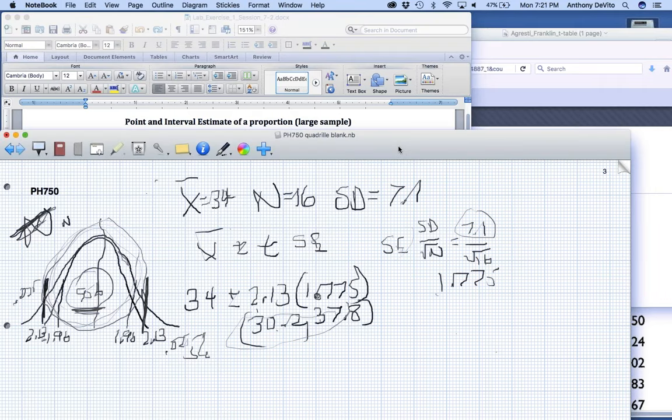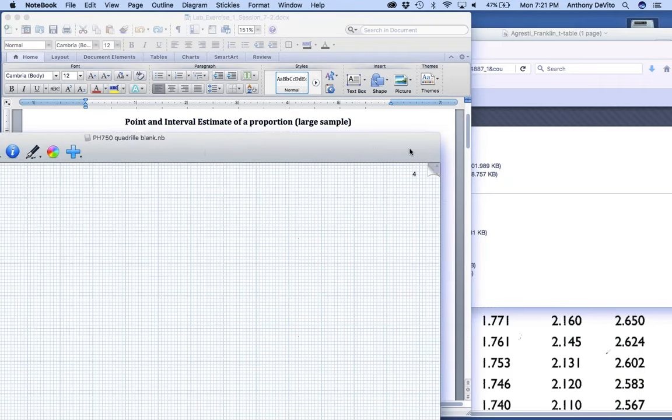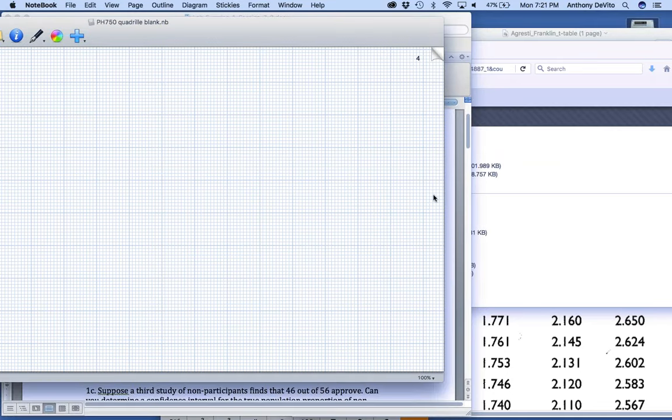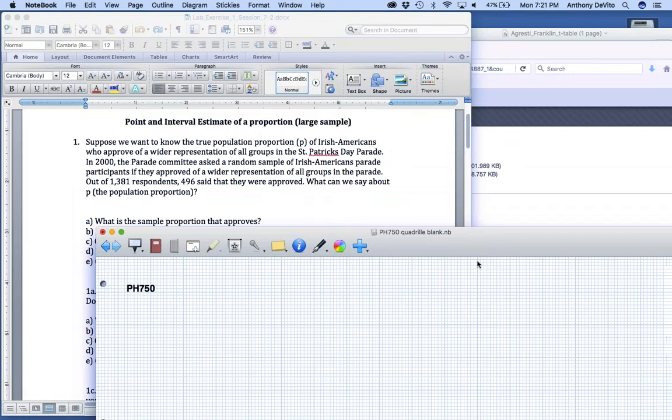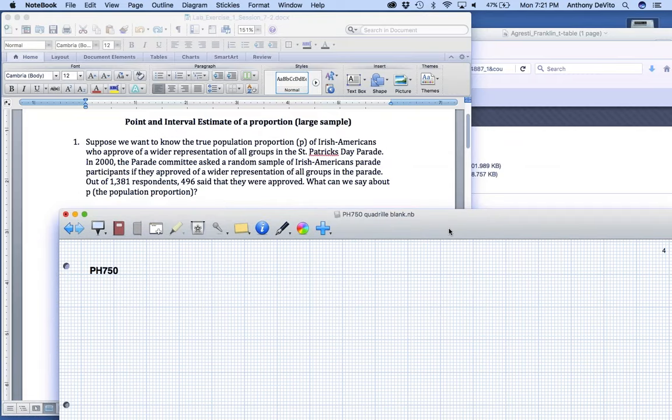Okay, so let me get a fresh piece of imaginary paper here. Okay, so let me work on this. What do we got here? We had a sample size of 1,381. And how many approved? 496. So what is our point value here?